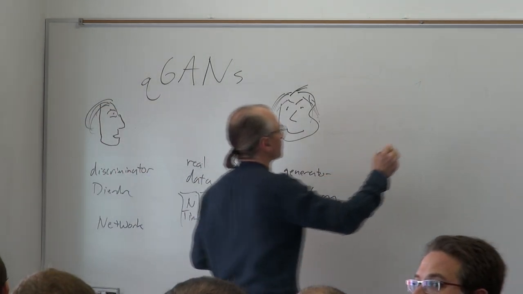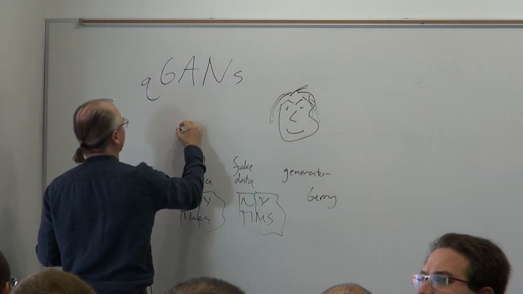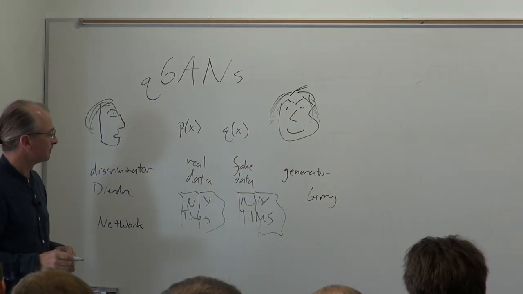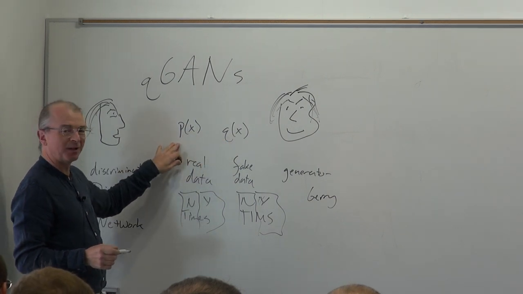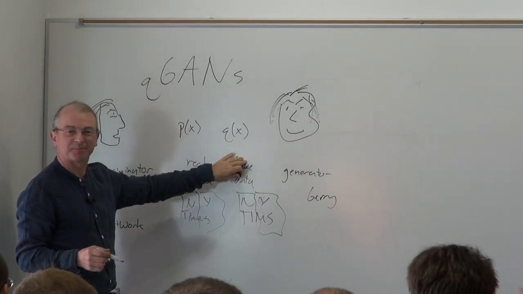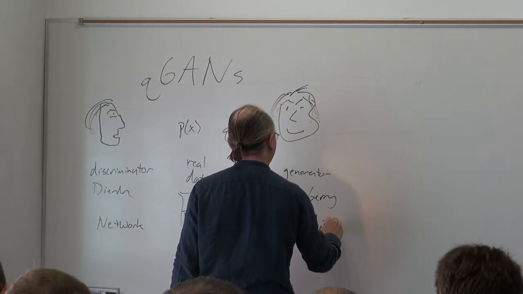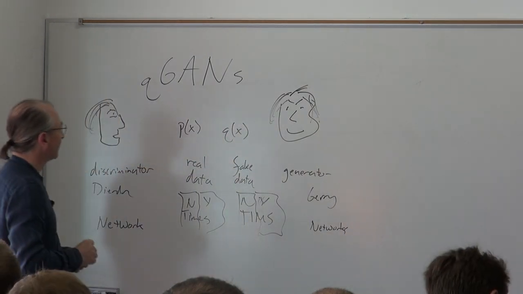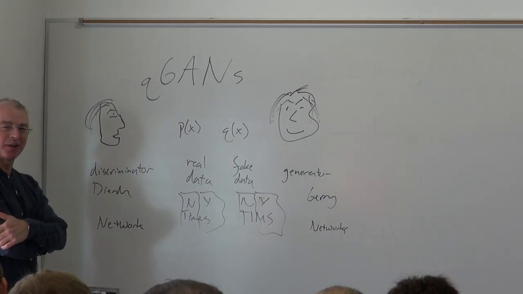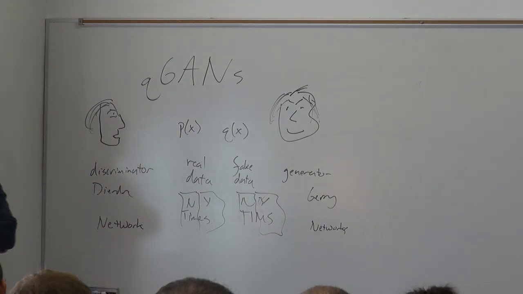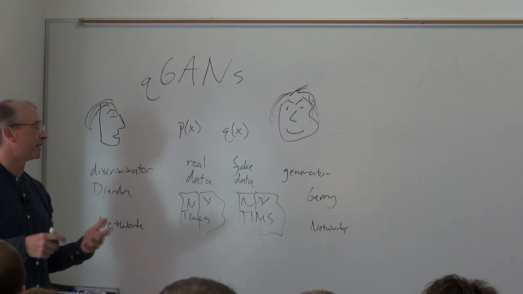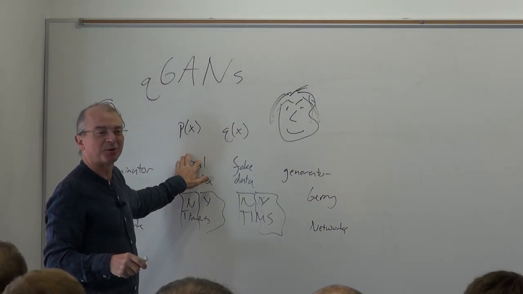Classically, let's say the real data occurs with probability P of X, and the fake data occurs with probability Q of X. The generator is trying to get Q of X to be as close to P of X as possible, and the discriminator, given a piece of data X, tries to say, did it come from this distribution or this distribution? They're both equipped with networks, that's why deep neural networks, which is why it's called generative adversarial networks. And the claim is that the unique fixed point for this adversarial game is when the generator generates data with the same statistics as the real data. So the fake data is indistinguishable from the real data.